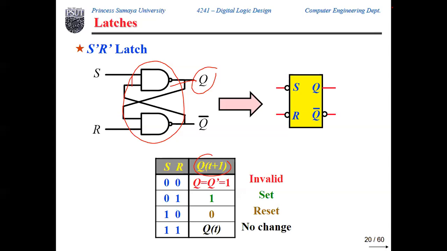All right, so next time we will continue. We'll cover the other types of storage elements, which are the clocked latches and the flip-flops. All right.